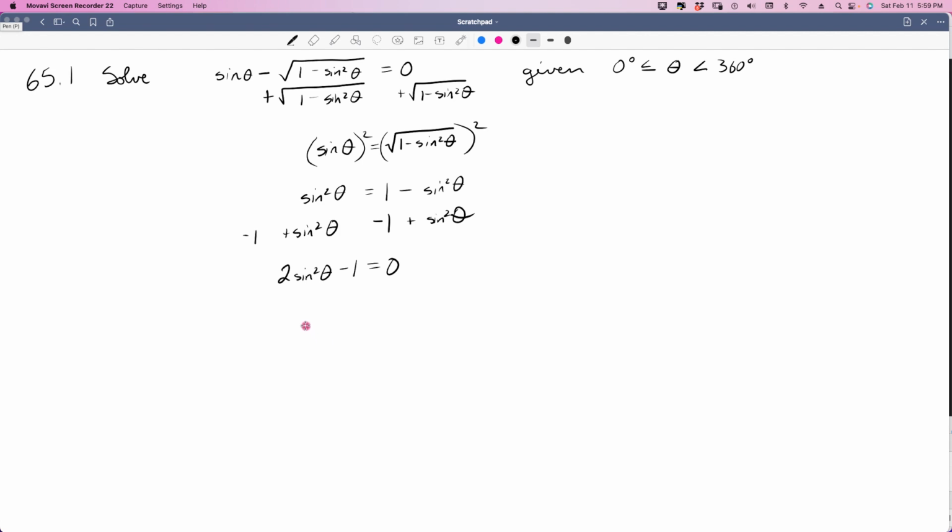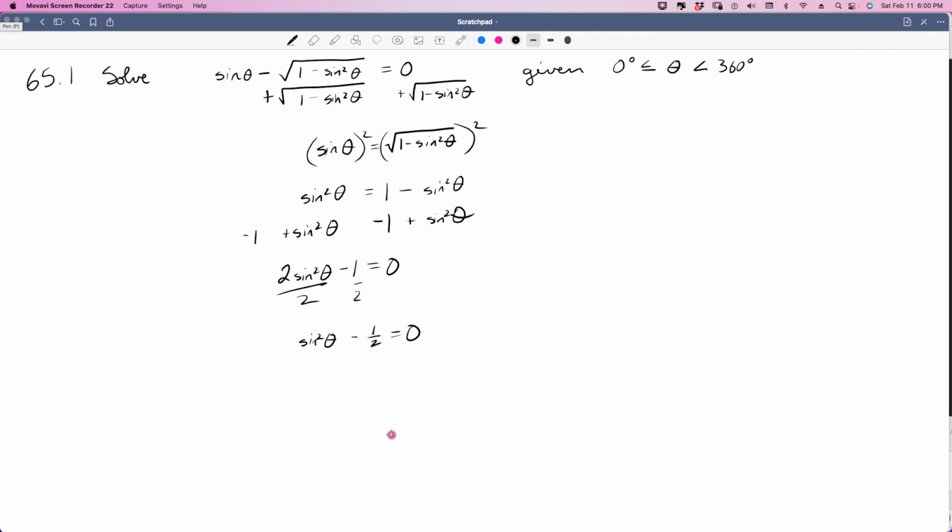So as you can see, now I have 2 times the sine squared of theta minus 1 equals 0. We don't like to solve these with a coefficient. It makes it more difficult. It muddies the water. So we're going to get rid of that lead coefficient just like we would in a polynomial, and we're going to divide everything by the lead coefficient.